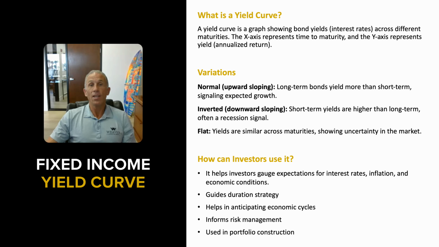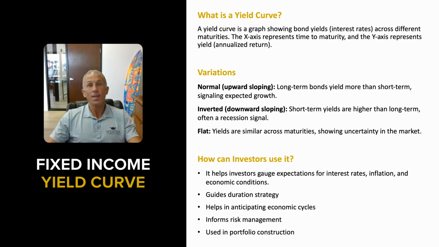So fixed income and yield curve. The yield curve is a graph showing bond yields, and those are interest rates across different maturities. The x-axis represents time to maturity, and the y-axis represents yield. So there are variations in this actual yield curve. A normal curve would be an upward sloping curve, where long-term bonds pay higher interest rates than short-term bonds, and that means we're expecting some growth.